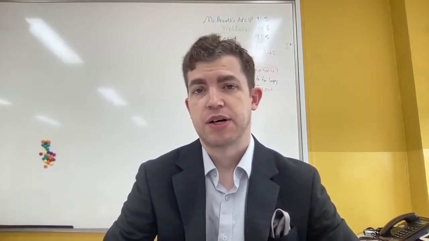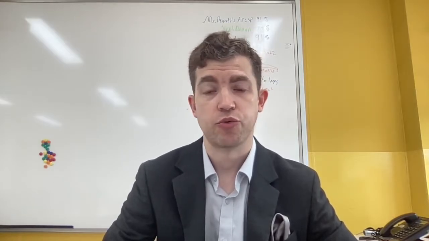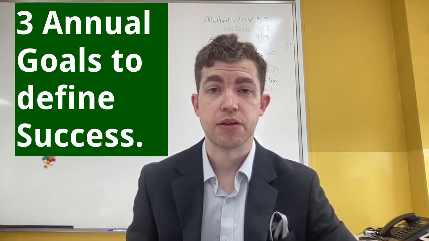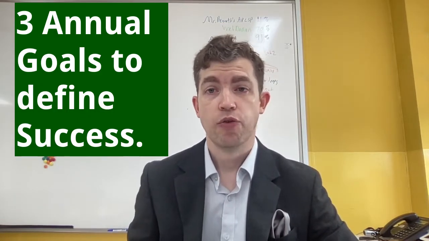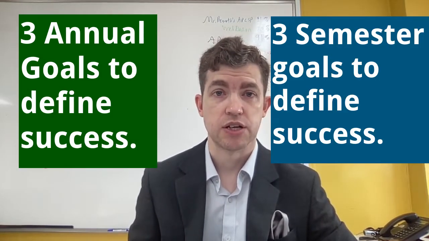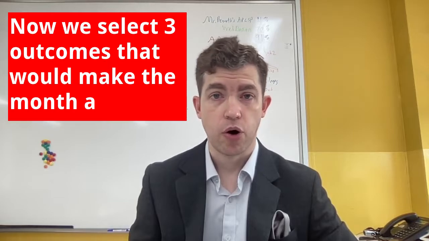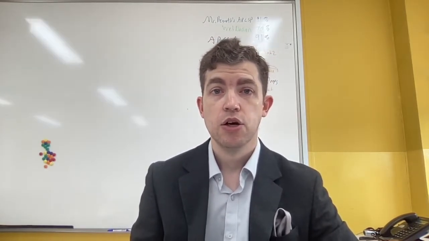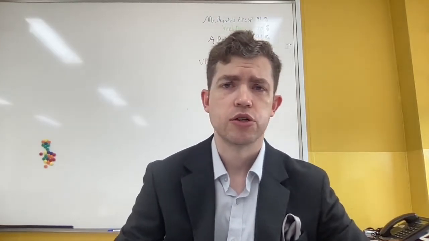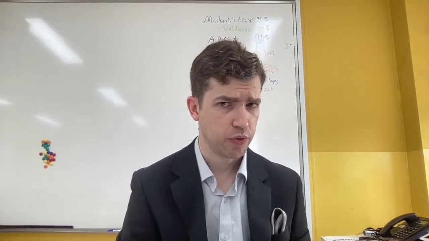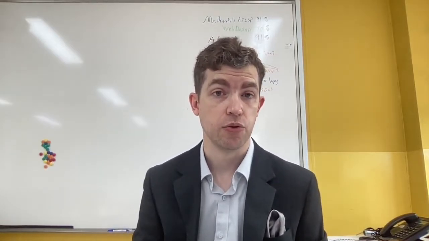When it comes to the annual and semester levels, we didn't really think about the laundry list of all the things we need to do. So for the year, we selected 3 outcomes that if we made them happen, we would declare the year a success. For the semester, we selected 3 outcomes that if we made them happen, we would declare the semester a success. Now, for the month, we will also select 3 outcomes that if we make them happen, we will declare the month a success. But at this point, we're also going to start thinking about all the other things which aren't important enough to declare victory when we finish them, but we do need to do.